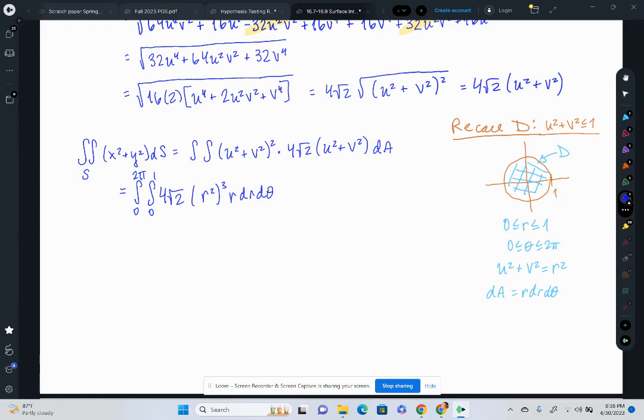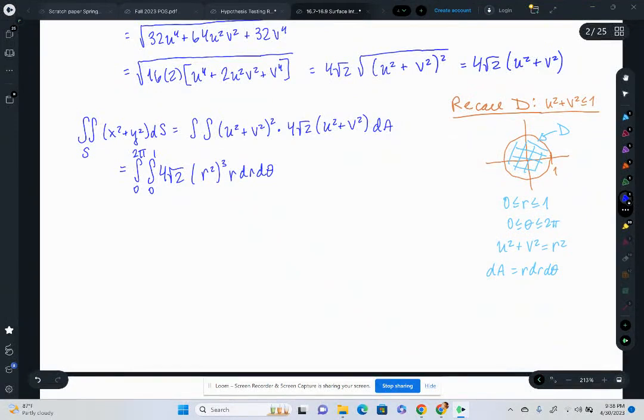Okay, so r squared cubed is r to the 6th, and then there's another r, so I have an r to the 7th. I'm going to break this up because I have no thetas in here, and my integrand bounds are all constants. So I can look at this as the integral from 0 to 2 pi of d theta times the integral from 0 to 1 of 4 root 2 r to the 7th dr. And then I'll take the integrals of each at the same time.